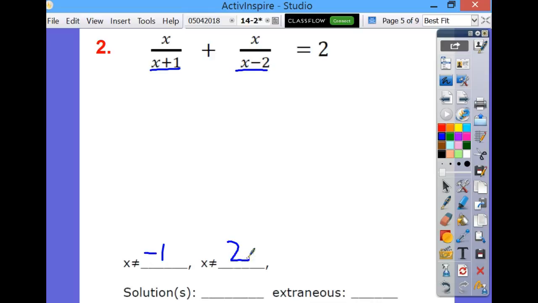I would expect you to start being able to do that in your head, and that would be one thing that you could skip, and I don't have to see that work.